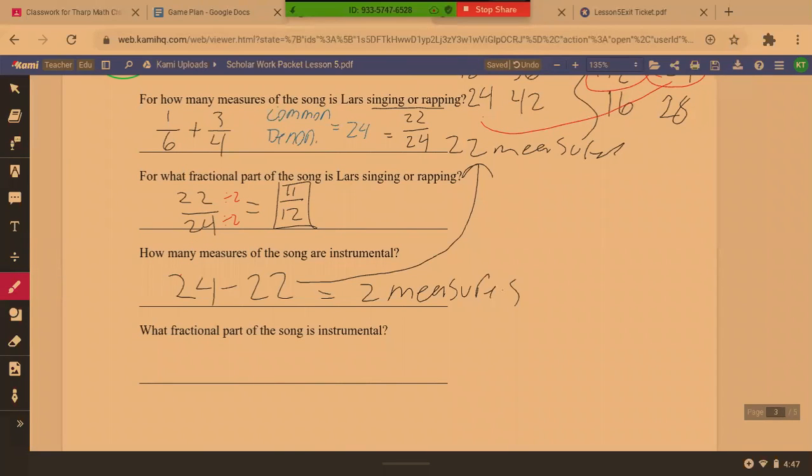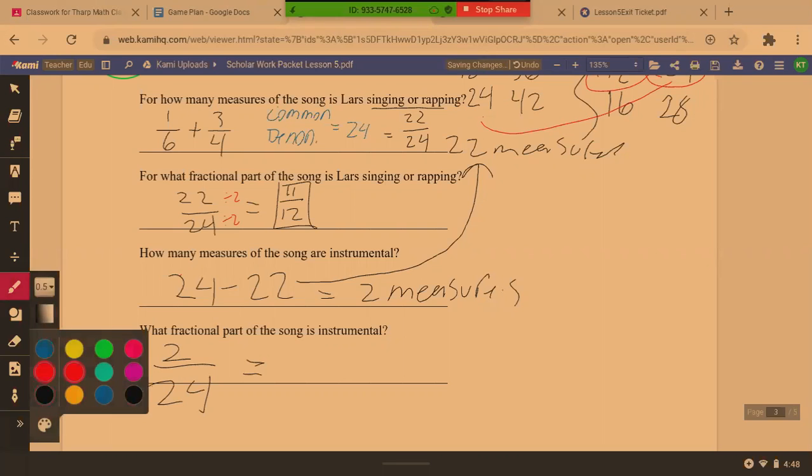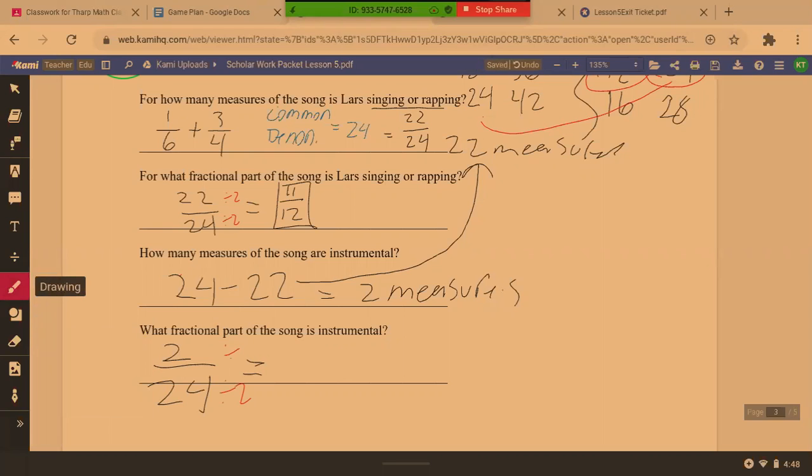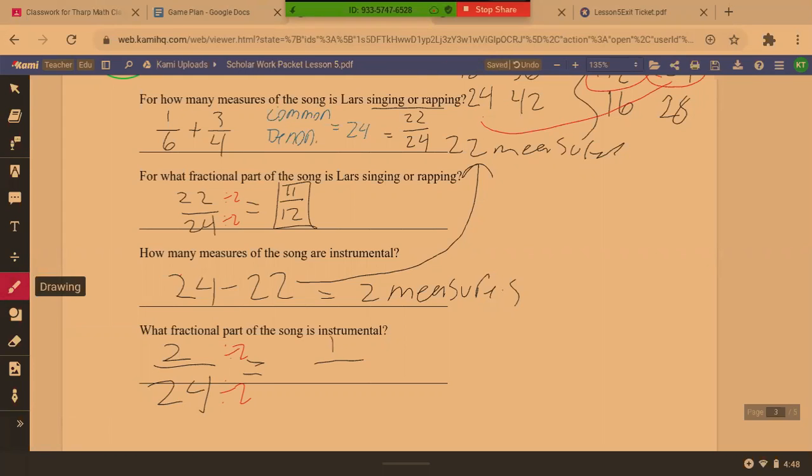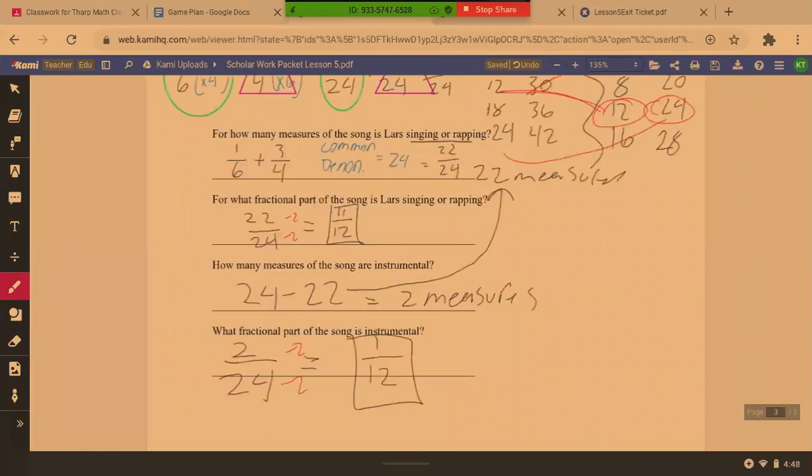What fractional part of the song is instrumental? Well, 2 out of 24 measures are instrumental. If we reduce that, let's divide the numerator and the denominator by 2. So 2 divided by 2 is 1, and 24 divided by 2 is 12. So 1/12 of the song is instrumental.